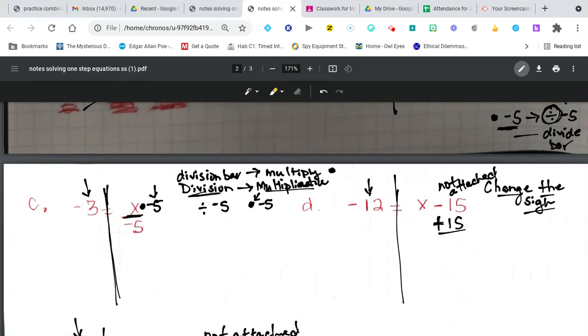All right, on C, I saw a division bar, so I multiplied. So instead of dividing by -5, I multiply by -5. Remember, on division and multiplication, we do not change the sign.